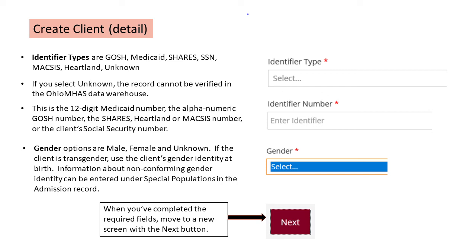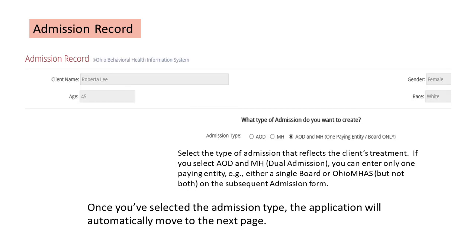When you've entered the required fields, you will move on to the admission record screen with the Next button. All new client records require creation of an admission record. This is what the opening screen for the admission record looks like. You will see the client's name, age, gender, and race at the top of the screen. You must choose the type of admission that reflects the client's treatment.